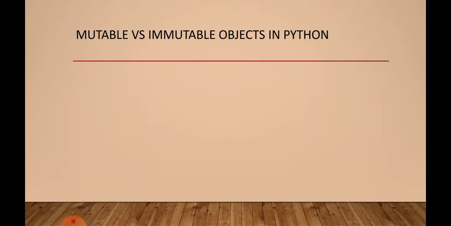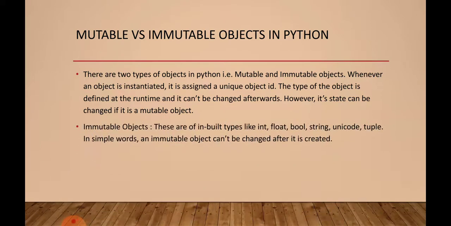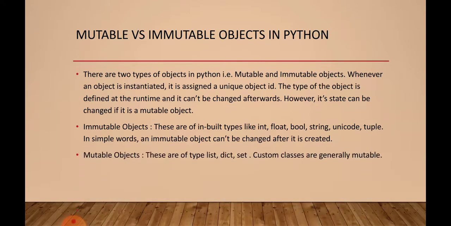Here we can see mutable and immutable objects in Python. There are two types of objects in Python, mutable and immutable, and it is decided when we define the objects. Examples of immutable objects are int, float, bool, string, and immutable objects can't be changed after they are created. Examples of mutable objects are list, dict, sets, and custom classes are generally mutable. We can change their state after we have created them.